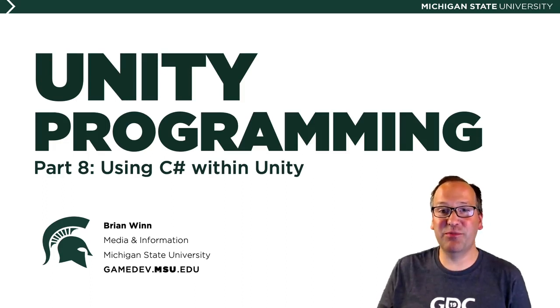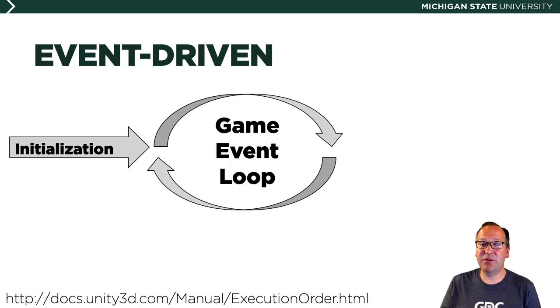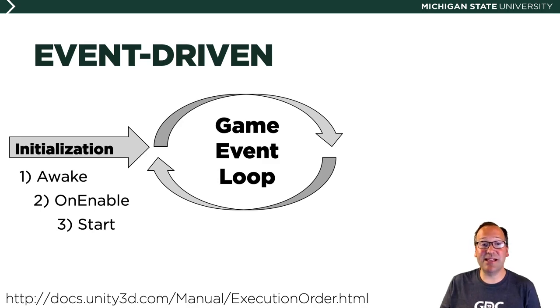Let's conclude our discussion of programming in Unity by talking about some of the Unity-specific things you should understand. Overall, we say that Unity is an event-driven environment. You often add functions to your classes to respond to events that occur while the game is playing, such as start, which is called when the game object starts in the scene, and update, which is called every time through the game event loop. There are a few other events that happen when you start playing, including awake, onEnable, and start in that order. These are great places to set up things, like initialize variables.